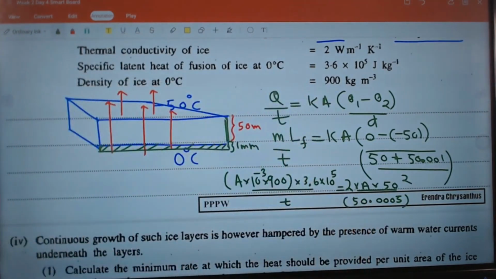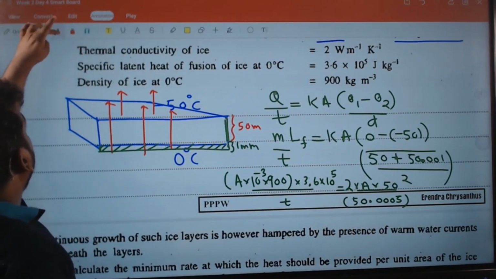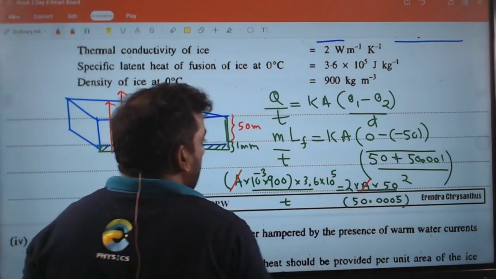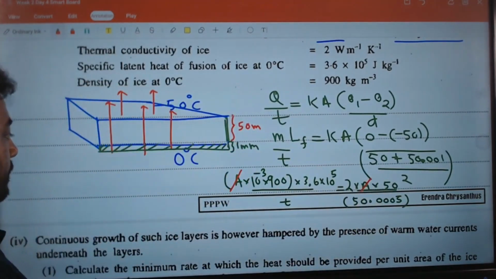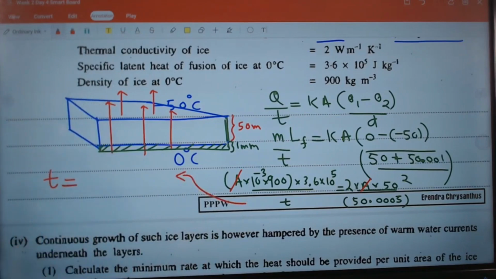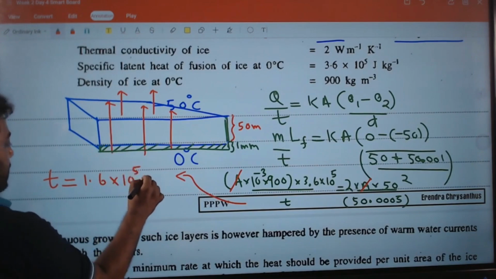Average thickness. Looking at this calculation, basic work. Here you go. Area will cancel off. We can find the relationship for the time. The time is going to be 1.6 10 to the power 5 seconds.